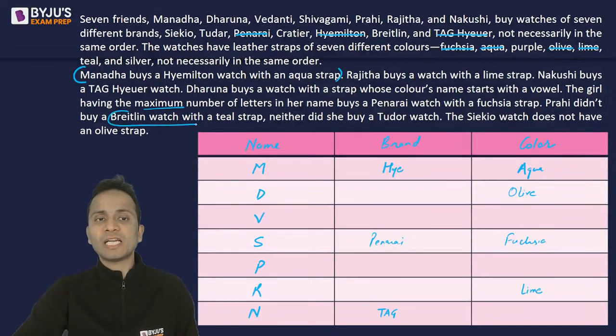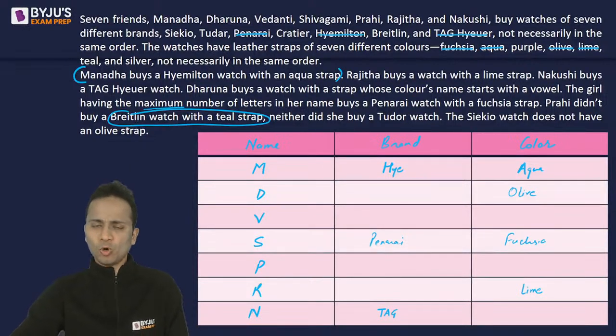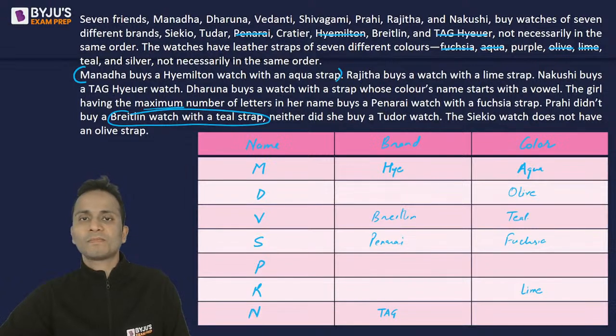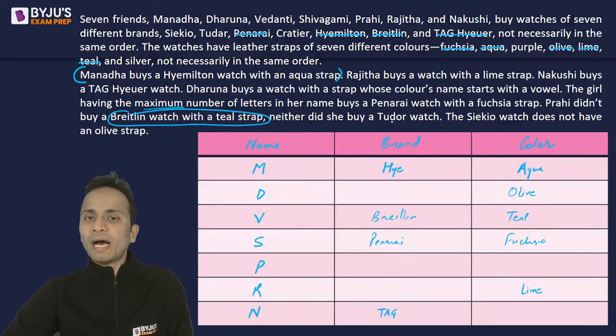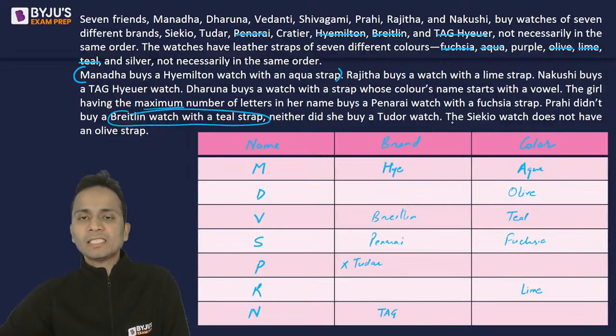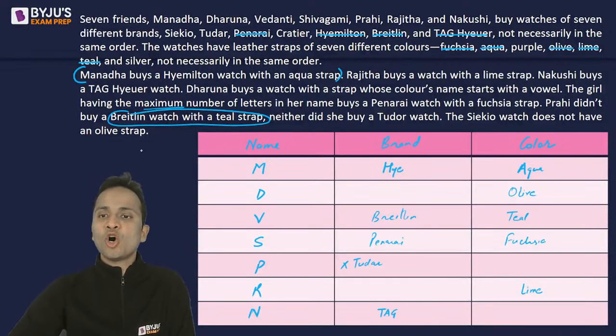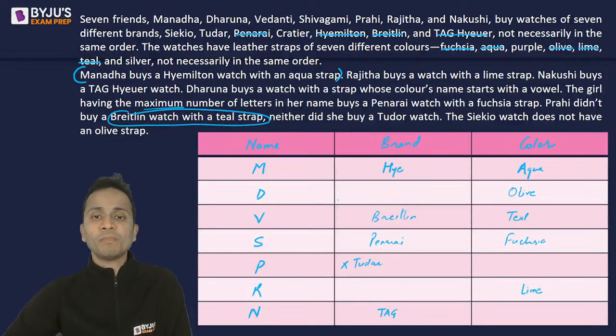Now the Breitling watch has a teal strap, but it's not been bought by Prahi. So who will be the person who will do that? I have only one person in which Breitling will fit with teal. So it is Vedanti. Vedanti, Breitling watch with a teal strap. So among the watches, Breitling is gone, and among the colors, teal is gone. Now, neither did she buy a Tudor watch. So Prahi did not buy a Tudor watch. Last sentence, the Seiko watch does not have an olive strap. So the olive strap is worn by Dharuna, and this watch is not Seiko.